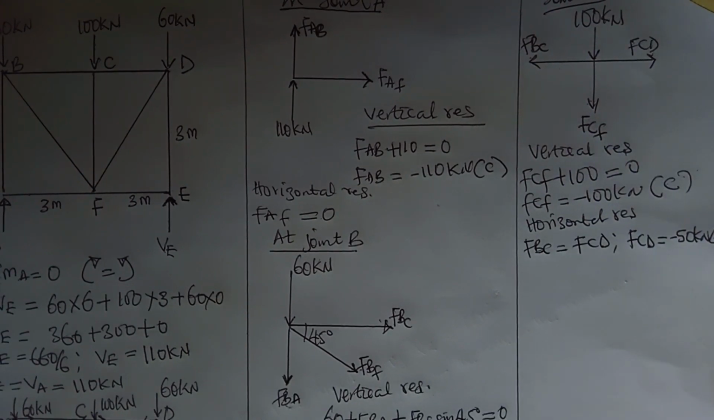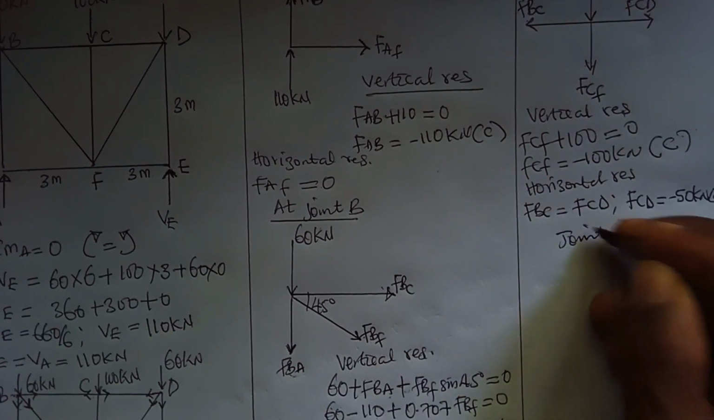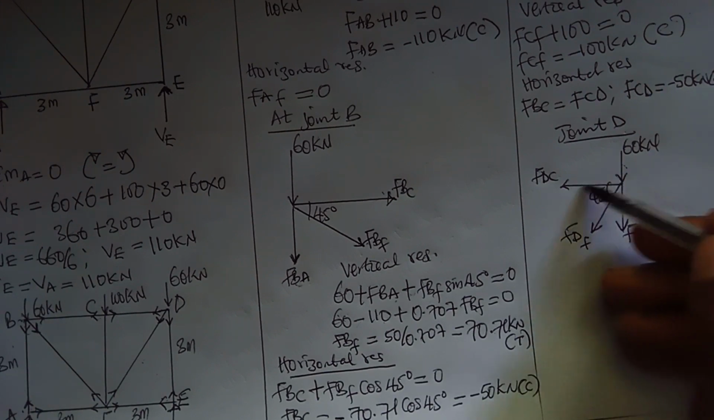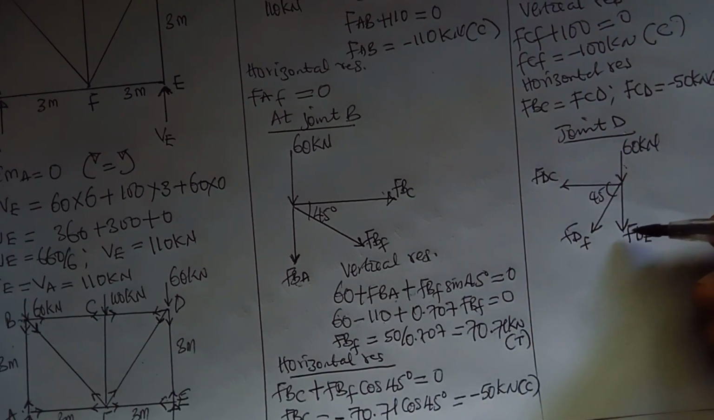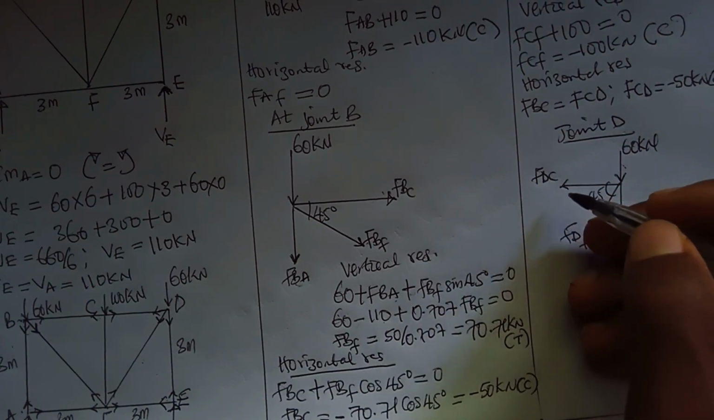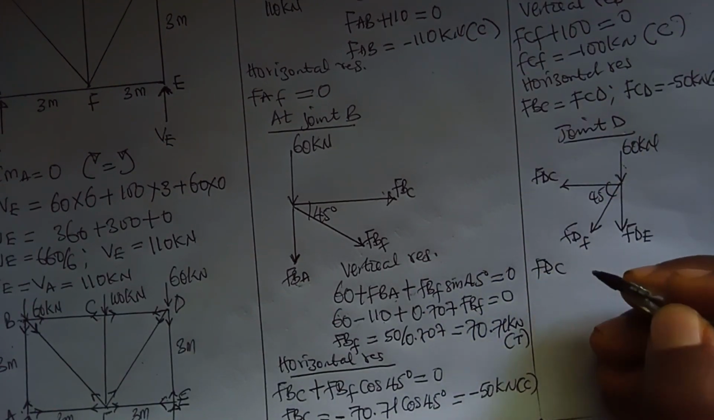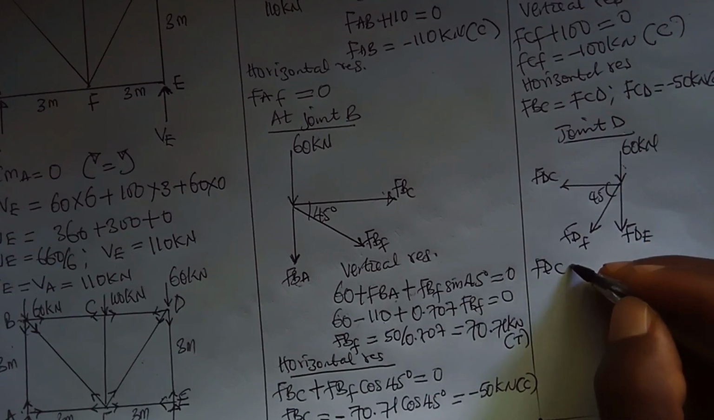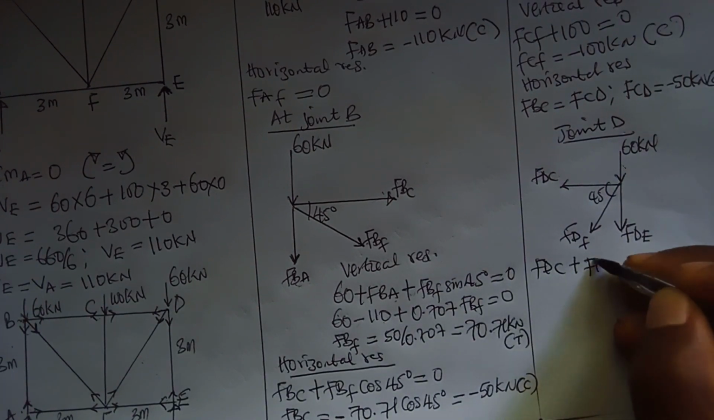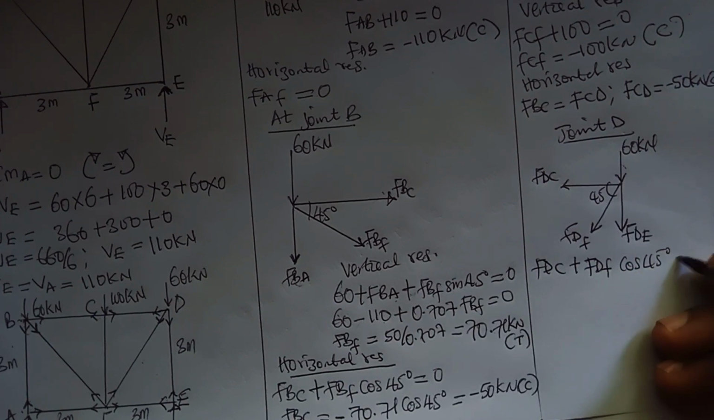The last joint that we're going to talk about now is joint D. So at joint D, let's represent what we have. At this particular joint, we are going to start with the horizontal resolution because this horizontal force is already known, but this particular vertical force is not known, and this one is not known if it is resolved vertically. So since we already know this FDC, let's start with the horizontal resolution. We have FDC. Another horizontal force here is this FDF. So we have plus, since this one will also move in the same direction, that is why we have FDF, and since it's horizontal, we have cos 45 degrees, is equal to 0.